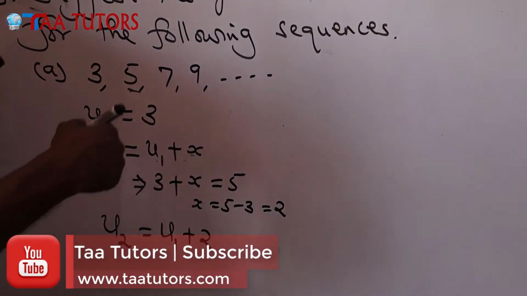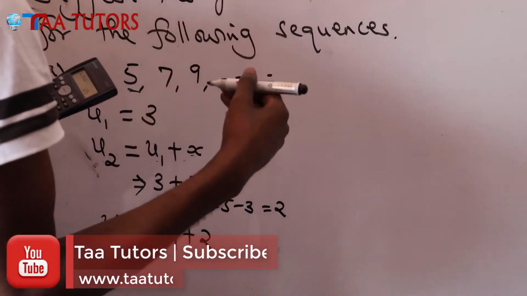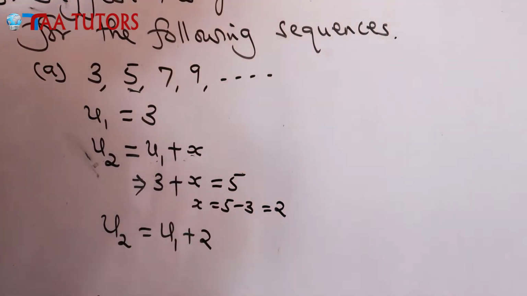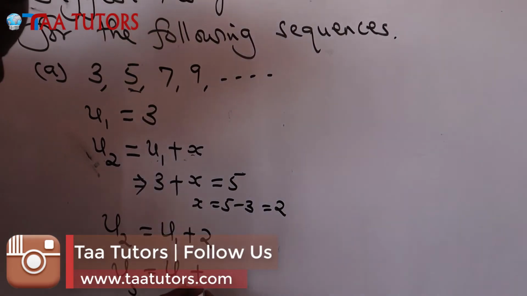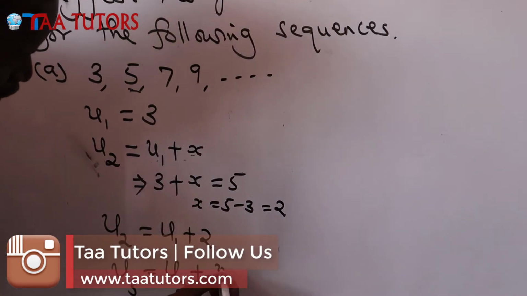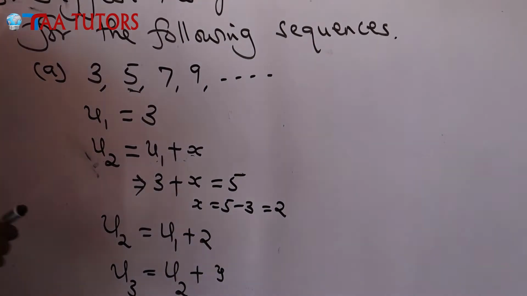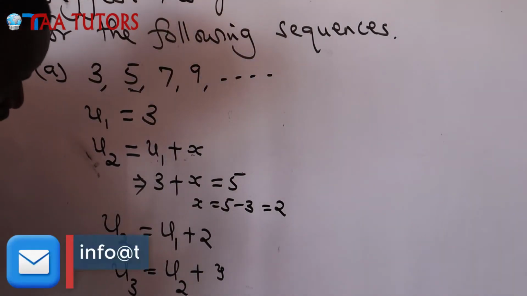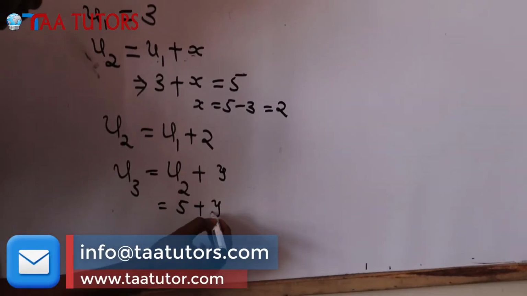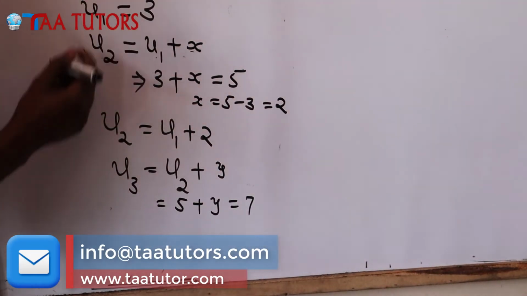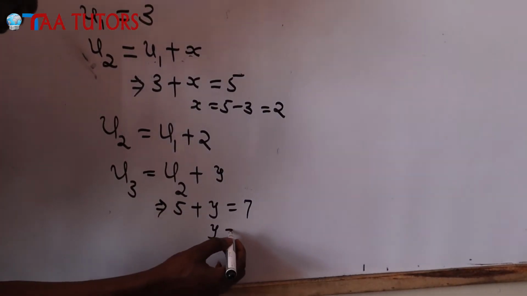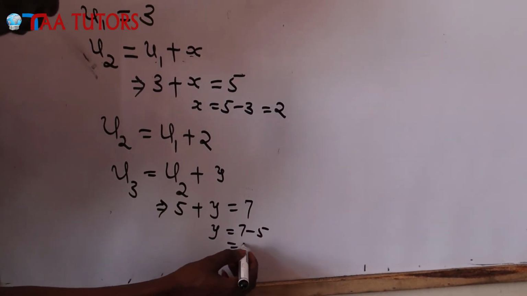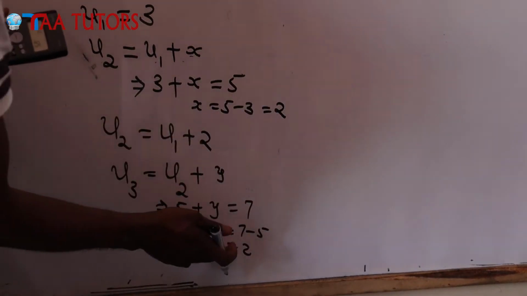Let us see what will happen if we want to get the third term from the second term. That is, u3 will be u2 plus an unknown number, let's say y. We know that the second term, 5, plus this y should give us 7, which is the third term. So y will be 7 minus 5, which is 2. So you realize this difference here is 2.